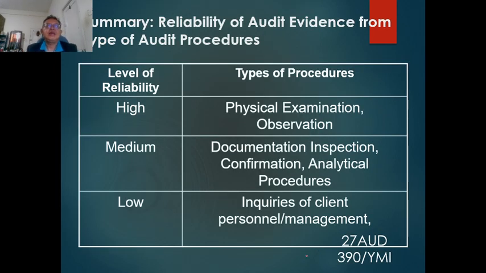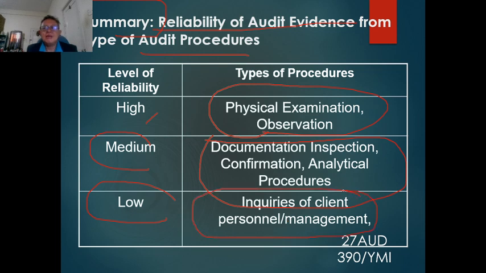Now when we want to look at the reliability of evidence from the audit procedure, it can be summarized like this. If you want a higher level of reliability, it can be done through physical examination and observation. Medium level, through documentation, inspection, confirmation, and analytical procedure. Low level, maybe inquiry from client, personnel, and or management. So here is the level of reliability and the type of procedure that you can use to gather the evidence.